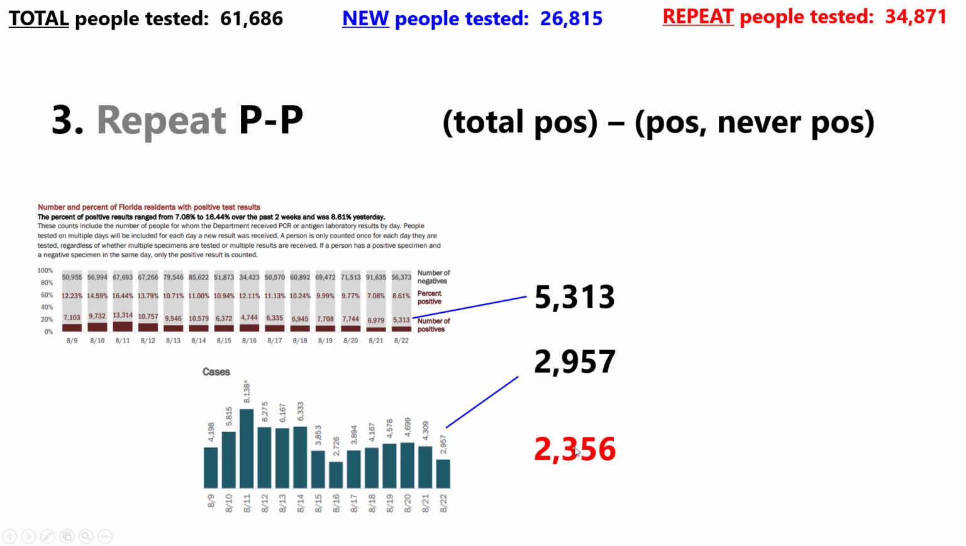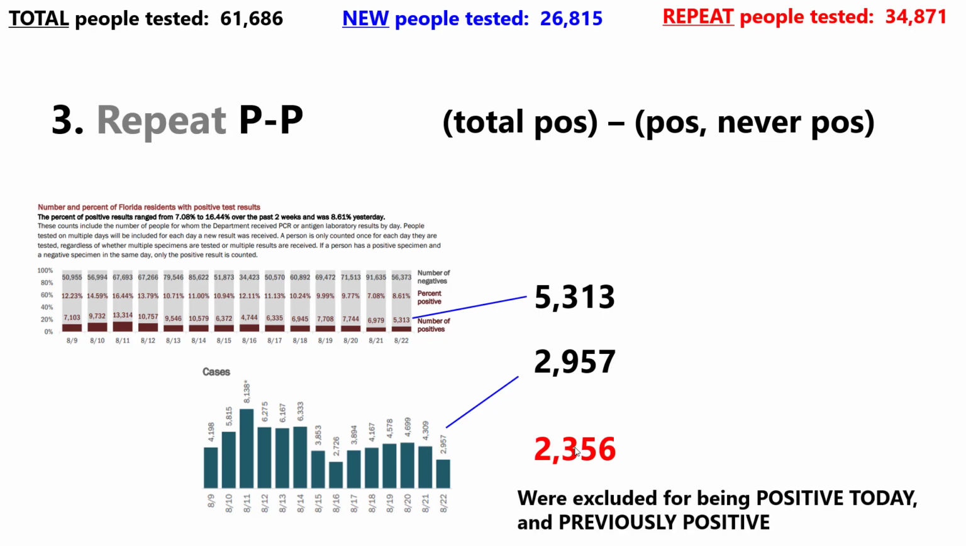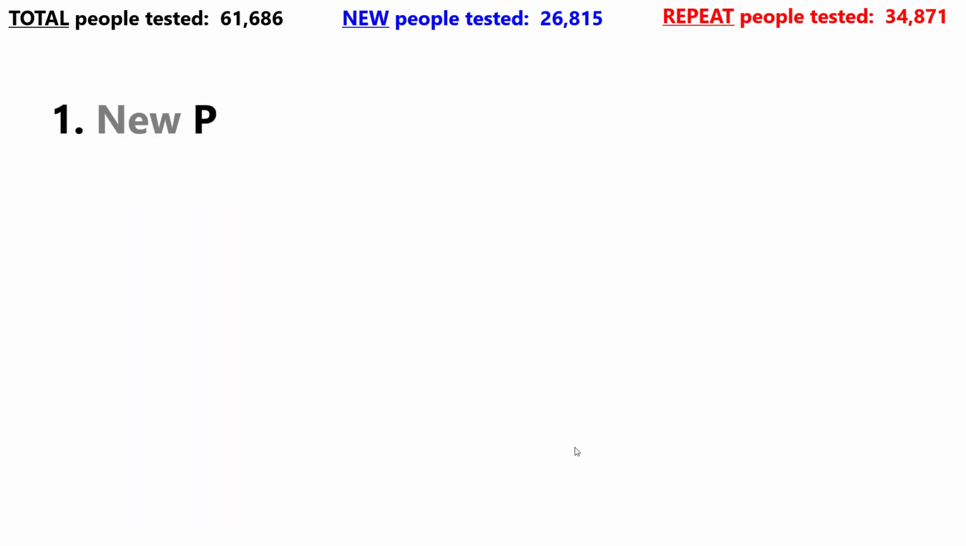So again, we're just trying to understand the different types of people who are testing depending on their results today in combination with what happened in the past. And so again, I have a high degree of confidence to say there were 2,356 people who tested positive today who had also tested positive on a previous day. And again, these are people who are excluded from that percent positivity for new cases number.